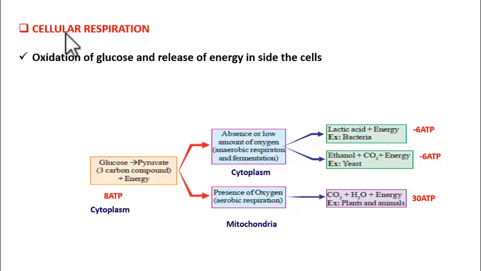So students, what is cellular respiration? Students, this is the most important event of respiration where energy is liberated from glucose inside the cells. Got it? So it is the process of release of energy from glucose inside the cells. And for this, what is required? Oxygen is required. So oxidation of glucose and release of energy is what is called as cellular respiration.